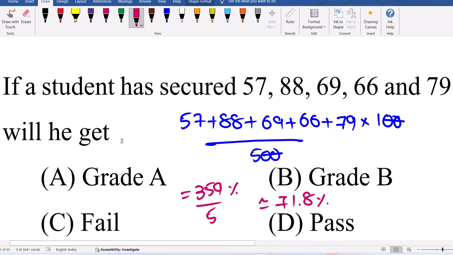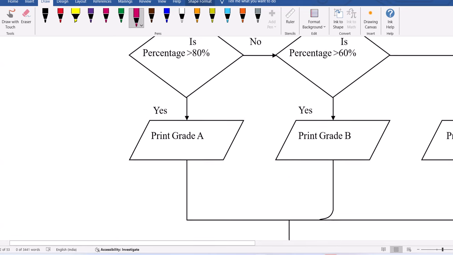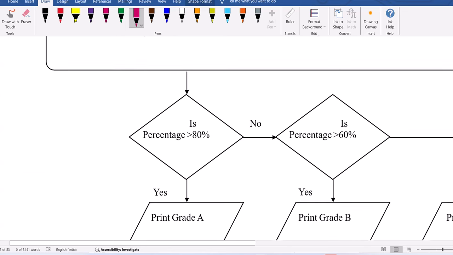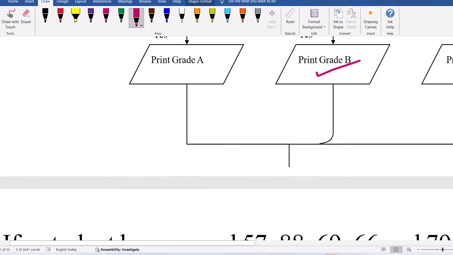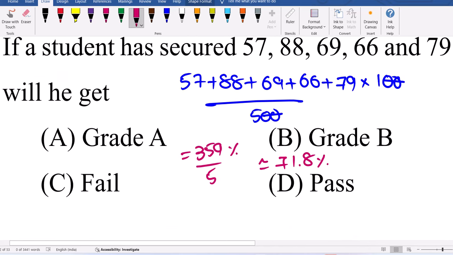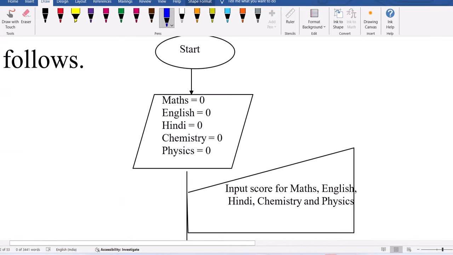Right? So now it's greater than 70. Now see, is percentage greater than 80? If yes, then grade A. No, then is it percentage greater than 60? Yes, grade B. Your answer should be grade B. This guy is more than 60 and less than 80, so you have to print grade B. Answer is grade B here.